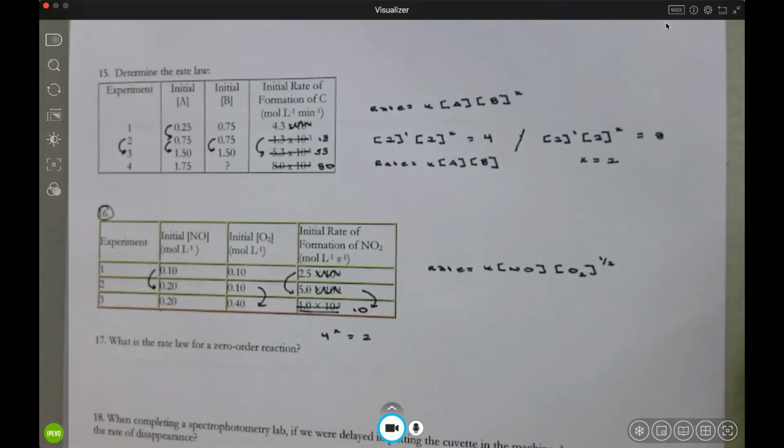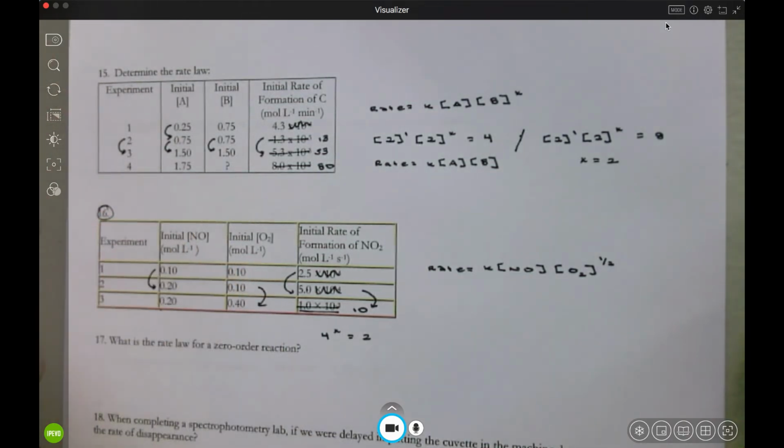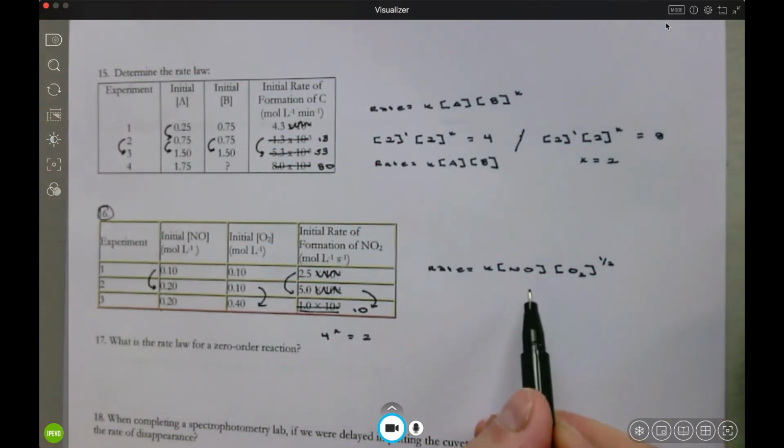Do you know what the graph would look like? No. You only know what the graph would look like for 0 order, first order, and second order. Not for third, not for half, not anything else. But you can still do the math and figure that out.